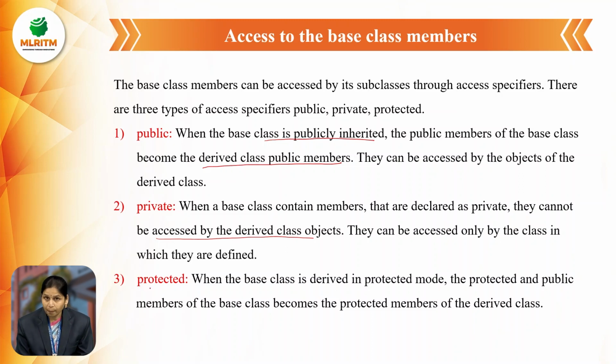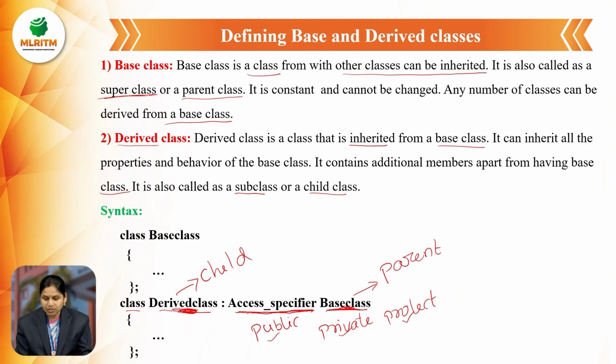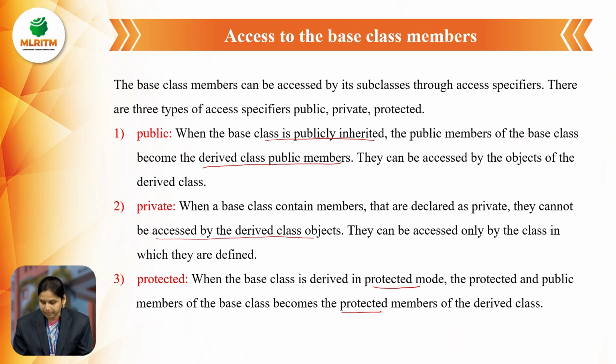The third one is protected. When the class is derived in protected mode, the protected and public members of the base class become protected in the child class.